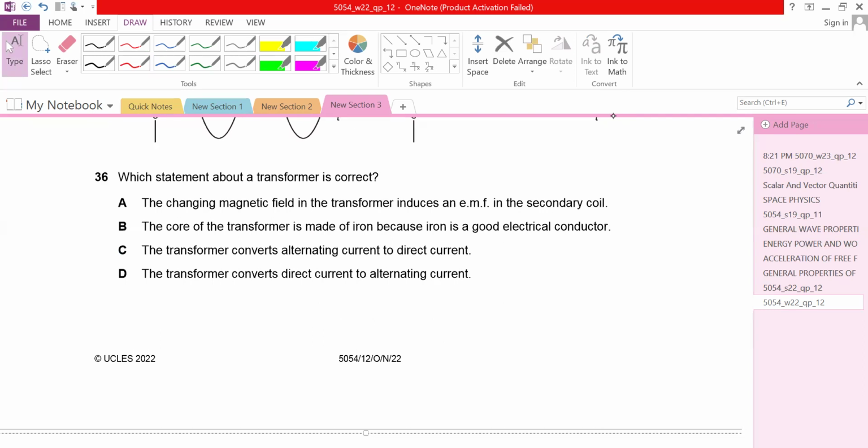Question number 36. Which statement about a transformer is correct? The changing magnetic field in the transformer induces an EMF in the secondary coil. Yes. Let's read out the remaining three options. The core of the transformer is made of iron because iron is a good conductor. No. The transformer converts alternating current into direct. No. The transformer converts direct into alternating. No. So option A is correct for question number 36.